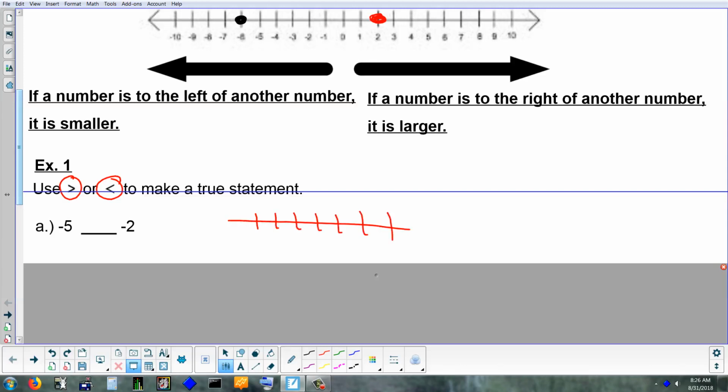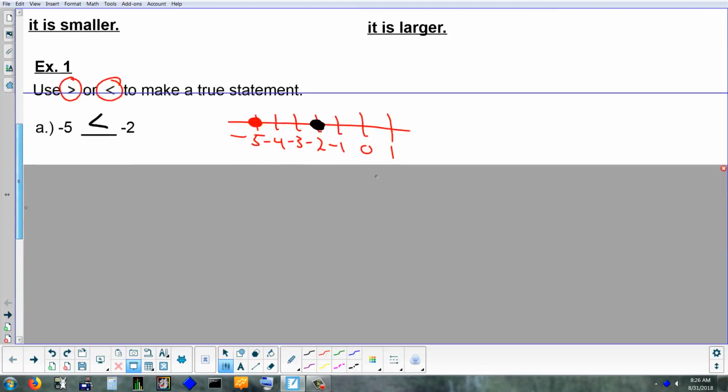If you want to think of it on a number line, you don't have to make this number line, I'm just showing you. Here's -5. Here's -2. So is -5 bigger or smaller? Yeah, Matt, -5 is less than -2. Absolutely. It's to the left, so it's smaller. That can get a little tricky with negatives. And the further to the left it is, the less value it has.